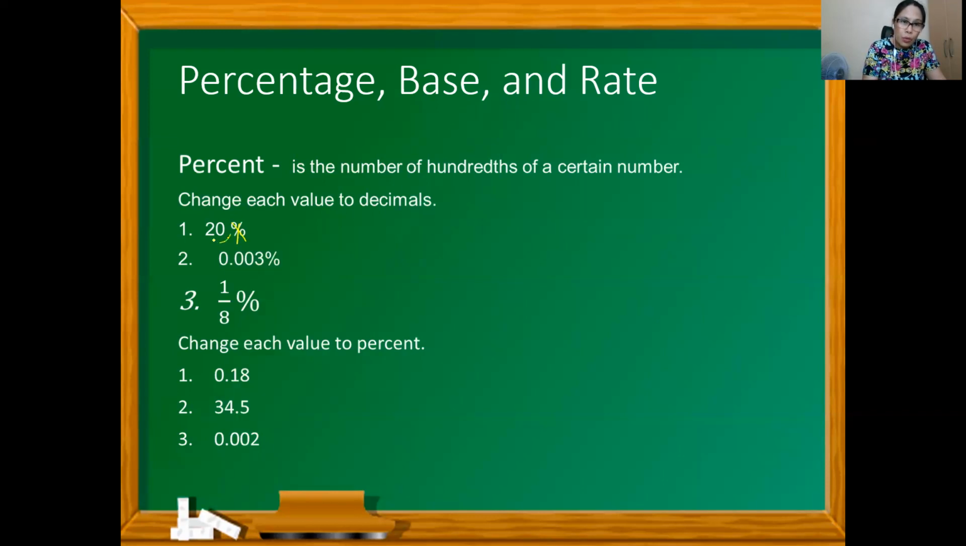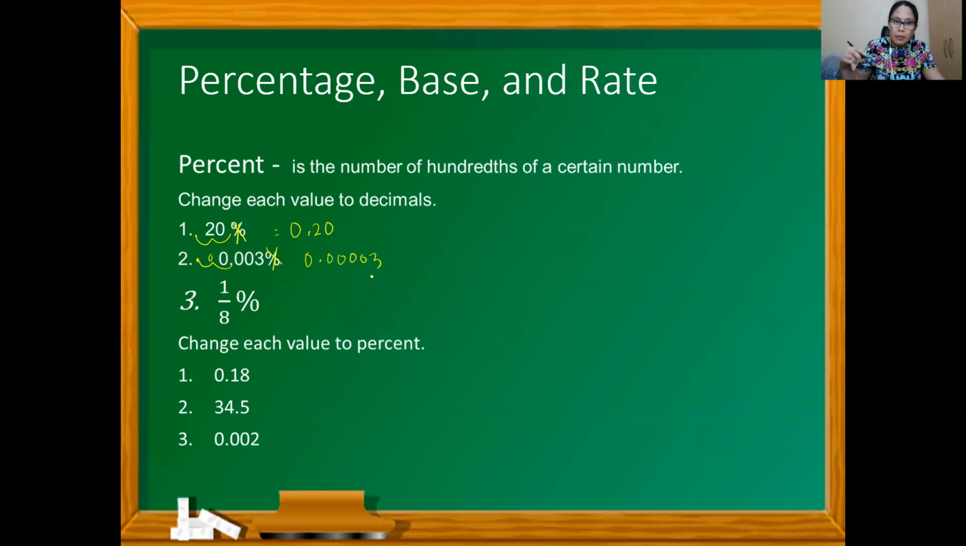So this is 1, 2. So this is now equal to 0.20 or 0.2. For this, drop this percent symbol, move the decimal point to the left, 1, 2. Then we have 0.00003, which is equal to 0.003%.